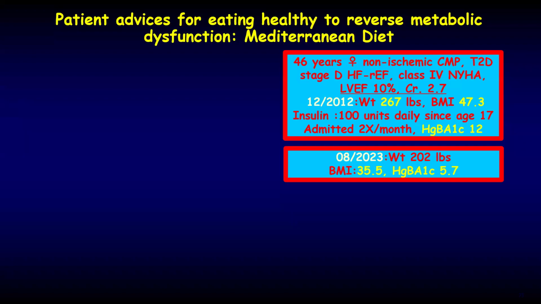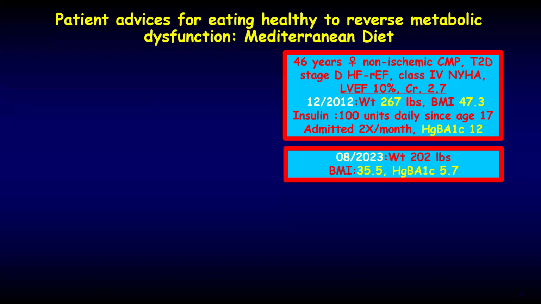I said, well, it's very simple. Everything you put in your mouth, you take a picture before you put it in your mouth, you send it to me, and then I clean it up for you. So in 3 days, I cleaned her breakfast, lunch, and dinner. I showed her how to eat. In 3 days, she was off insulin. She was on high intensity insulin since age 17. It took only 3 days.